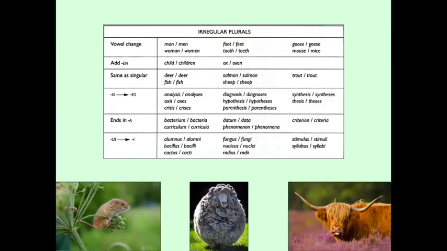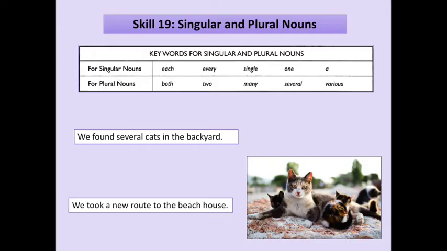These are some common irregular plural nouns. Look through this chart and try to remember the ones that you do not already know. Skill 19 is singular and plural nouns.